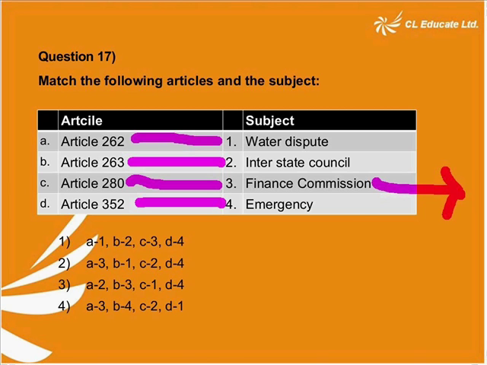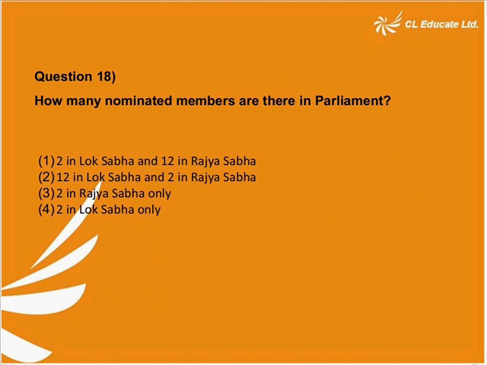Correct answer is option 1. 2 in Lok Sabha. In Lok Sabha, the nomination is from the Anglo-Indian Society, if they are not adequately represented. And then in Rajya Sabha, they are from areas like arts, literature, sports. Recently Rekha and Sachin Tendulkar have been nominated. So such things that are of social importance. So the correct answer is option A, option 1: 2 in Lok Sabha and 12 in Rajya Sabha.